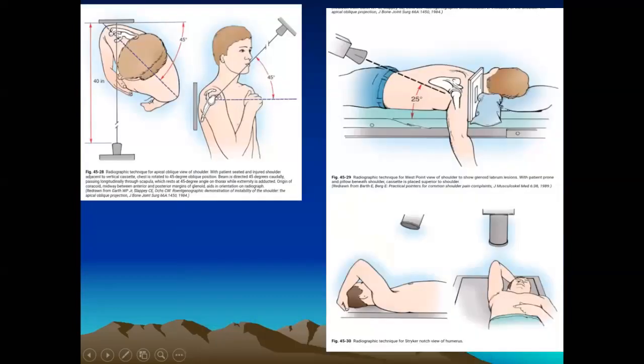Other additional X-rays required for the shoulder include the apical oblique view, which is very, very important, where the beam is 45 degrees superior and the patient is tilted 45 degrees. And this is the West Point view, where the beam is tilted 25 degrees superiorly when the patient is lying in a prone position. This is the classical Stryker notch view. These X-rays are especially needed for assessment of the Hill-Sachs lesion in the humeral head.